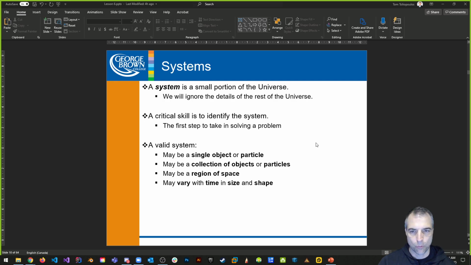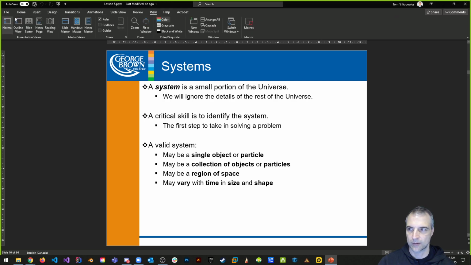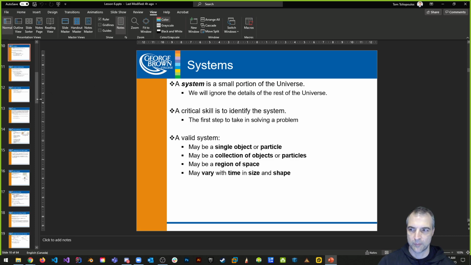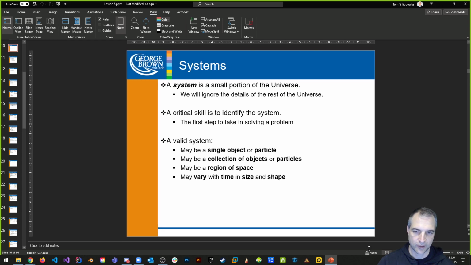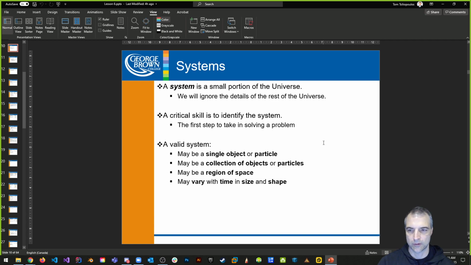A system is a small portion of the universe. We will ignore the details of the rest of the universe. Think about it as a container. I always like thinking about it as a container. It helps me out as an example. When I think about the system as a container, then I think about applying energy to the container, so the whole container moves. I also think about it as a small game world when it comes to the game itself. Okay, so we're not thinking about the universe as a whole and the space-time continuum and all that kind of stuff necessarily. We're talking about a container, a small part of the universe.